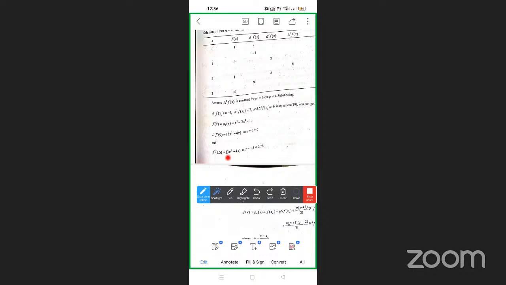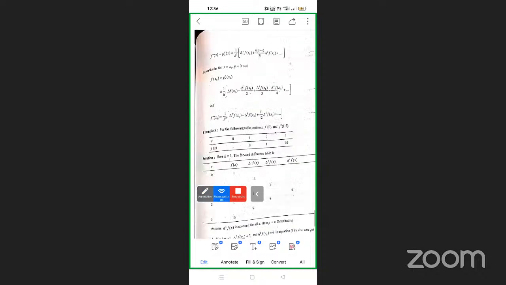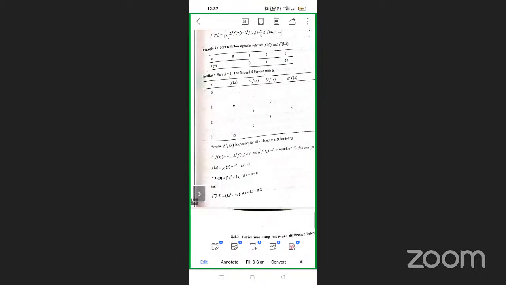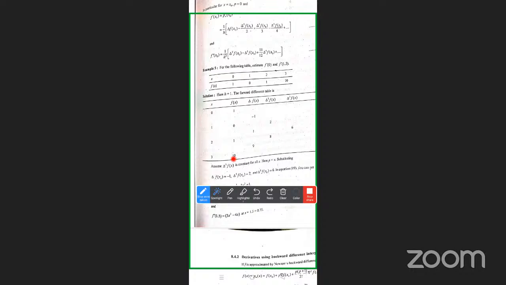How to get this value? Here in this formula, no need to calculate the polynomial function. So directly substitute the 1.5 value in this formula. So 1 by h square, 1 by 1, delta square f of x naught, minus delta cube f of x naught, plus 11 by 12 delta power 4 f of x naught. So this is the forward difference.